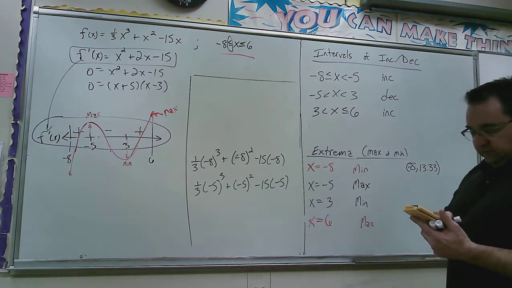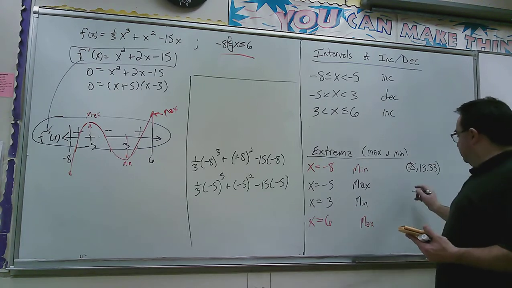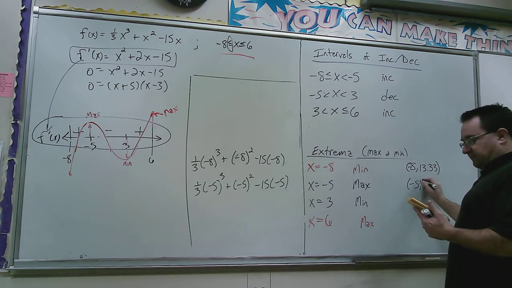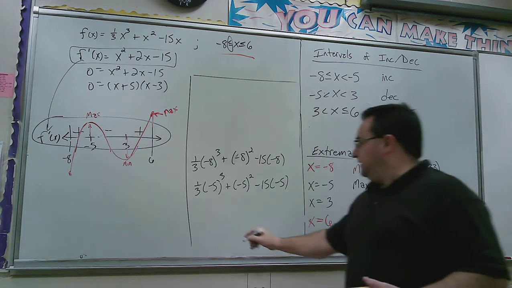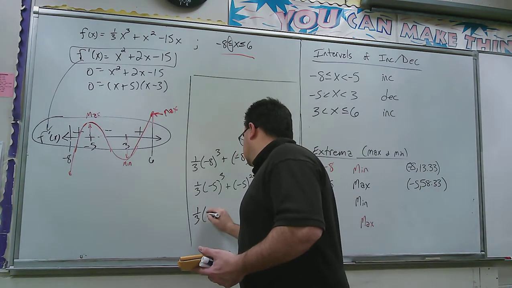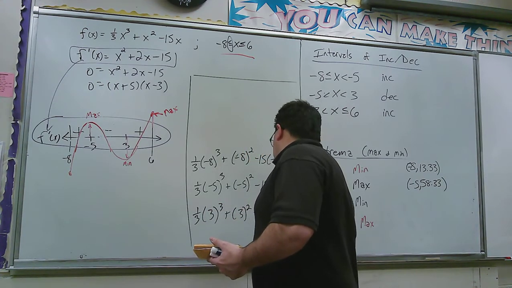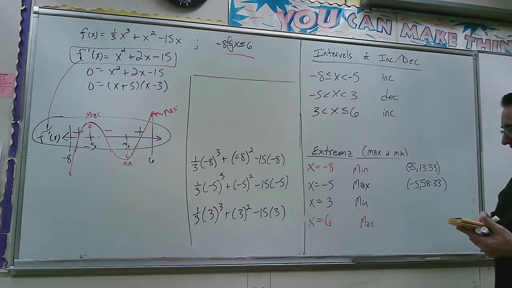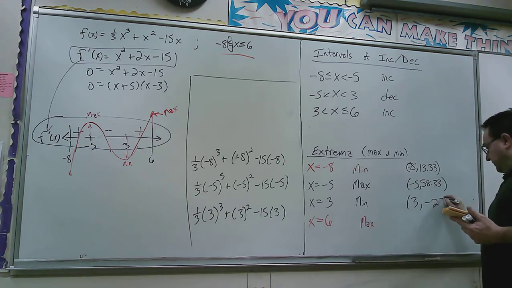All right, -5. That's going to be -125 over 3, plus 25, plus 75. That's going to be at -5, 58 1/3. 3 is going to be 9 plus 9 minus 45. So I got 3, -27.